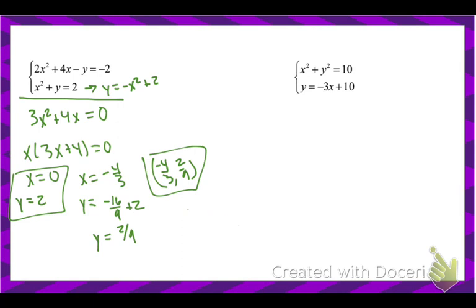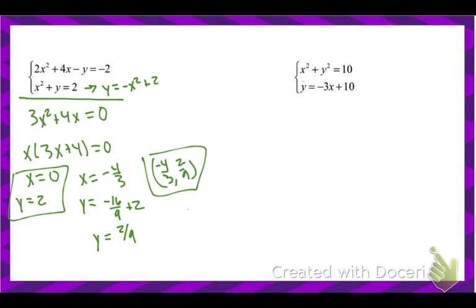All right, and then the last one before the word problem. This one is a circle, okay? You know that because you have an x squared and a y squared. And again, we don't need to worry about graphing this. If you want to graph it, you can. Just as a reminder, this would have a center of 0, 0. The radius would be the square root of 10. That's what that graph would look like. But let's just go ahead and solve it algebraically.